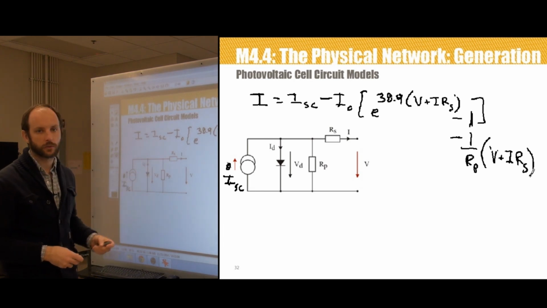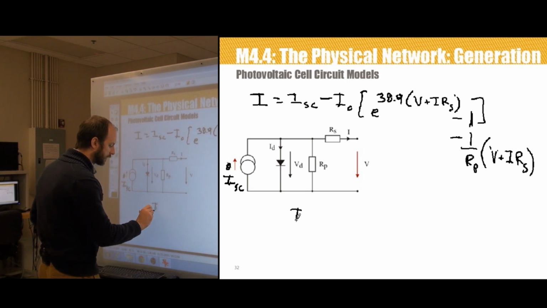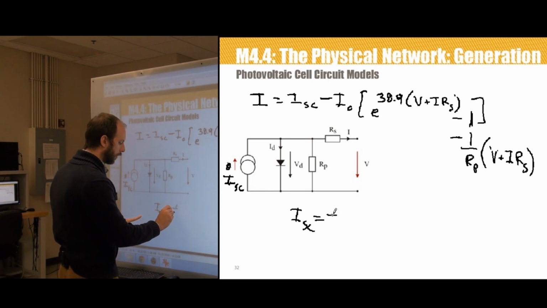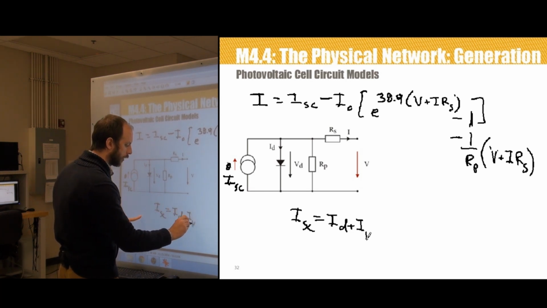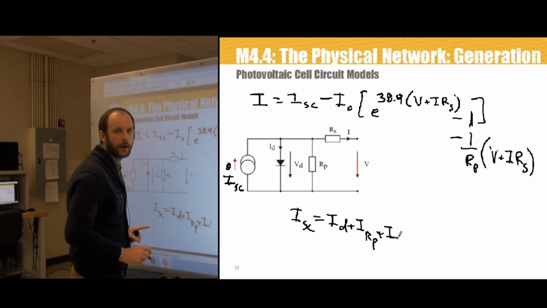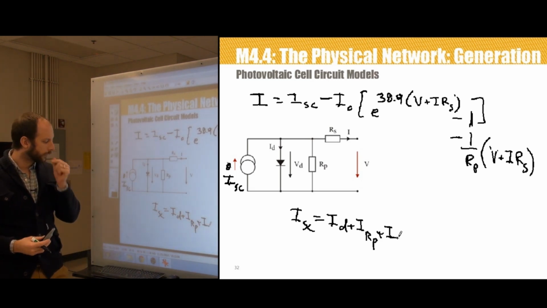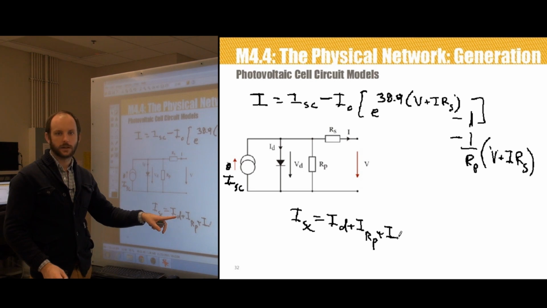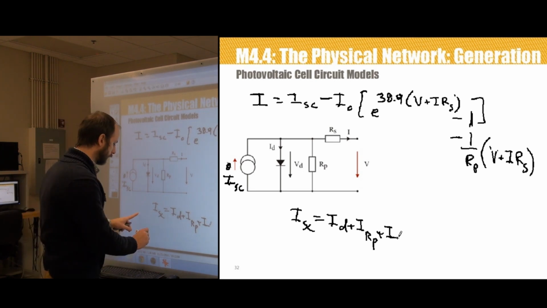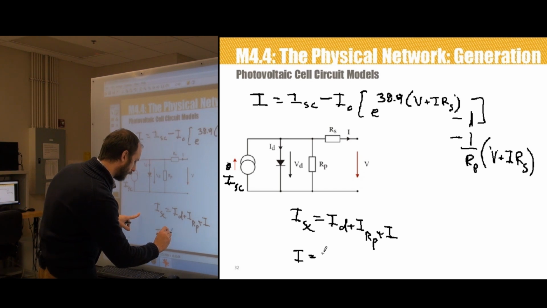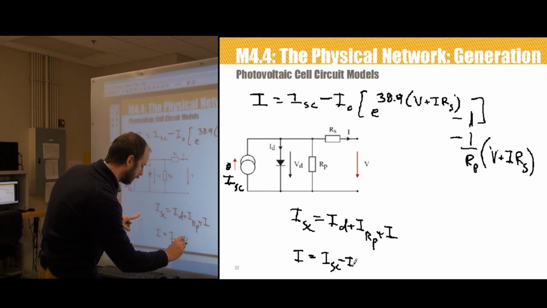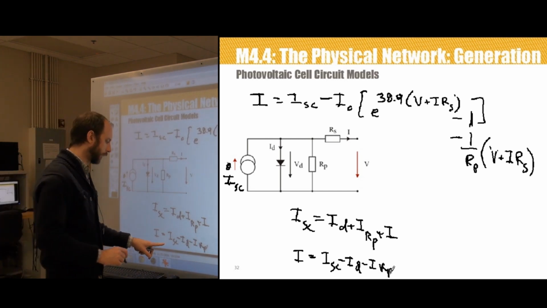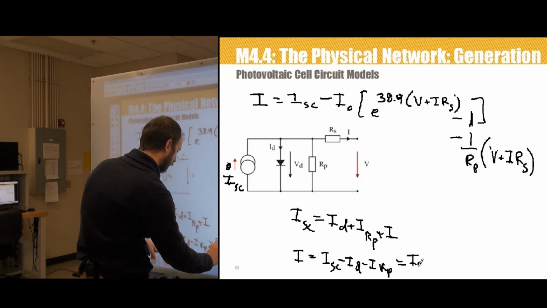So how we do that is we look at the circuit model and we see that ISC, the short circuit current, is clearly equal to ID plus the current flowing through here, ID plus I sub RP plus I. We can solve this and we get I equals ISC minus ID minus IRP, right? This is equal to the short circuit current.